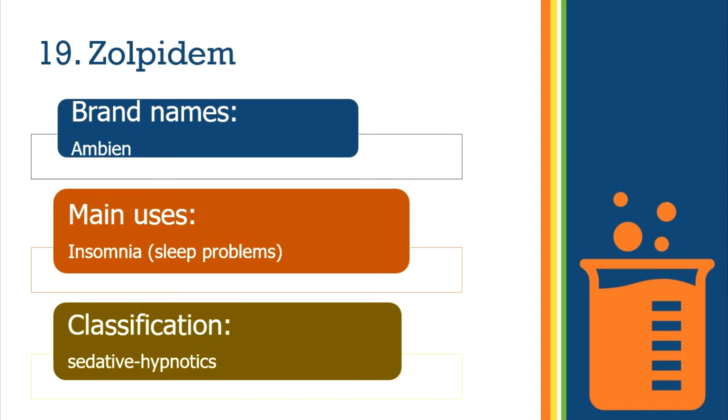Zolpidem, also known as Ambien, and is used to treat sleep problems, also known as insomnia. This medication is classified as a sedative hypnotic.